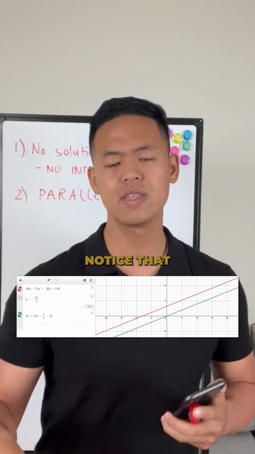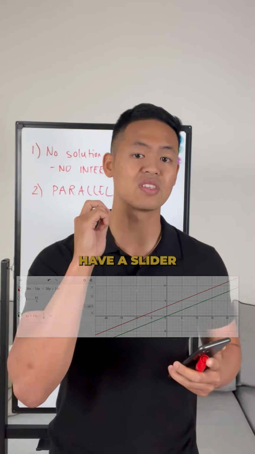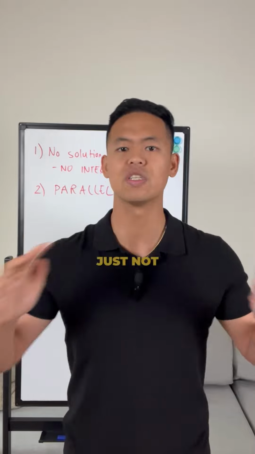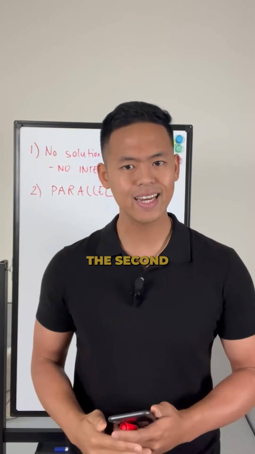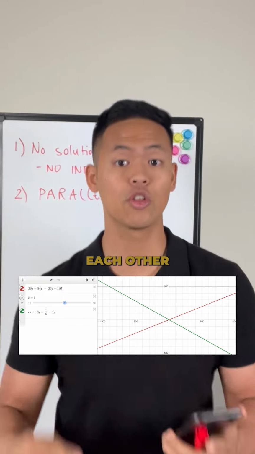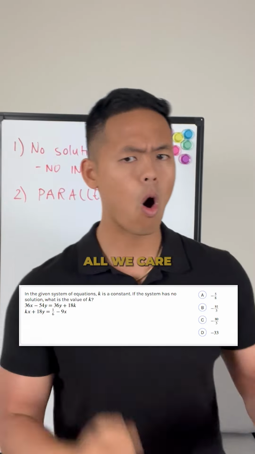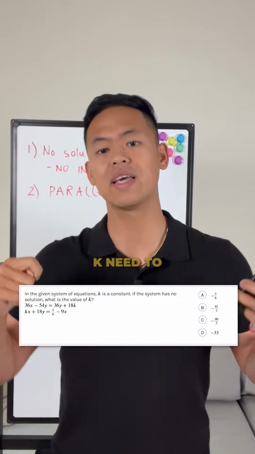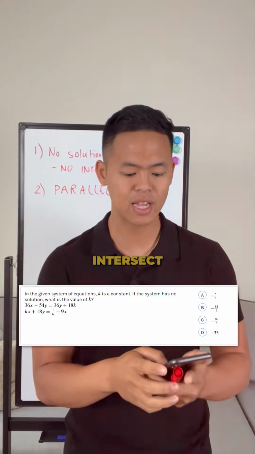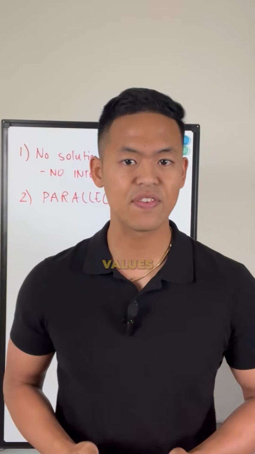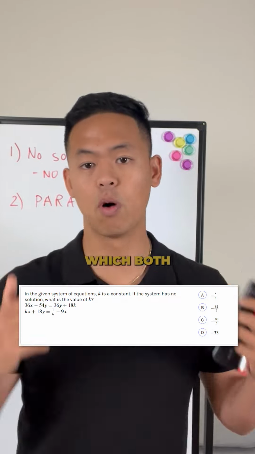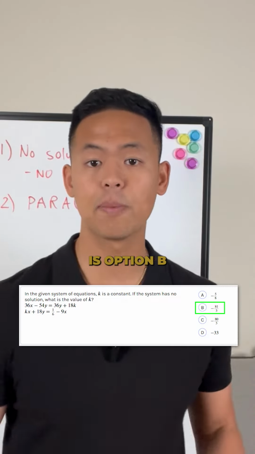Now you're going to notice that when you put it into Desmos, you need to have a slider for K. So for now, we're just going to leave that at 1 and we're just not going to touch it just yet. Now type in the second equation and you should see that both of these graphs look like they touch each other right now. Now remember, all we care about is what K needs to equal in order for them not to touch, not to intersect. Now all you have to do is plug in these values for K individually, and you're going to see that the only one in which both the graphs do not touch is option B.